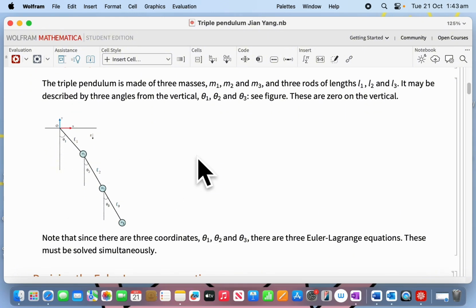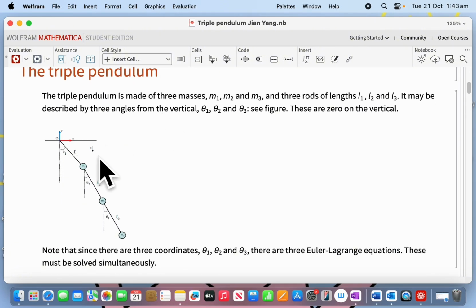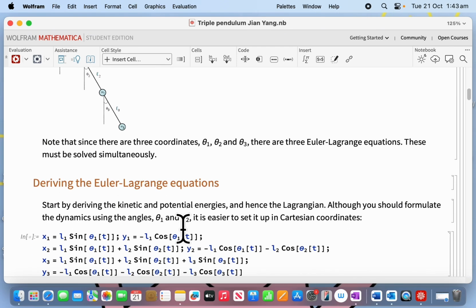We can have a look at this graph. First we have a coordinate system, and then we have 3 balls here, 1, 2, 3. For this triple pendulum, I only have rigid lines. Here, I have line 1, line 2, and line 3. And also we have an angle. The angle here is between the line and the vertical line. So we have theta 1, theta 2, and also theta 3.